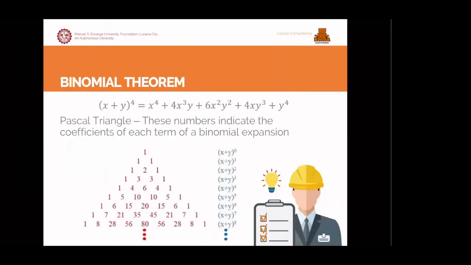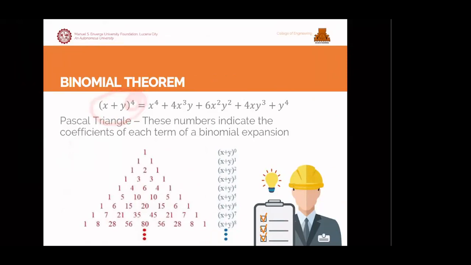Next. Now we go to sa binomial theorem. So, si binomial theorem is pinapakita niya yung expansion ng binomial, ibig sabihin two terms, no? Two terms ng polynomial na naka-raise to a certain exponent. And ginagamit natin si Pascal triangle to identify kung ano yung mga coefficient na gagamitin natin dun sa binomial expansion natin. Okay? So let's say for example ito, x raised to 4.